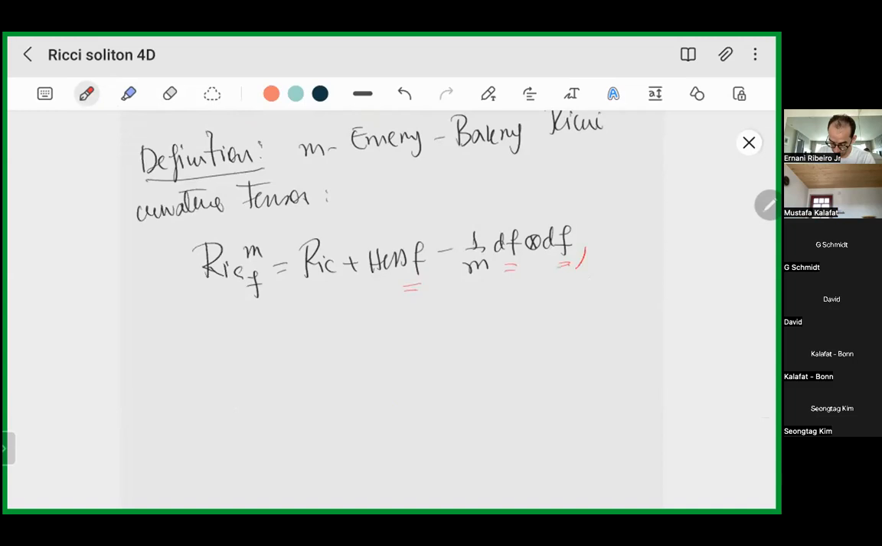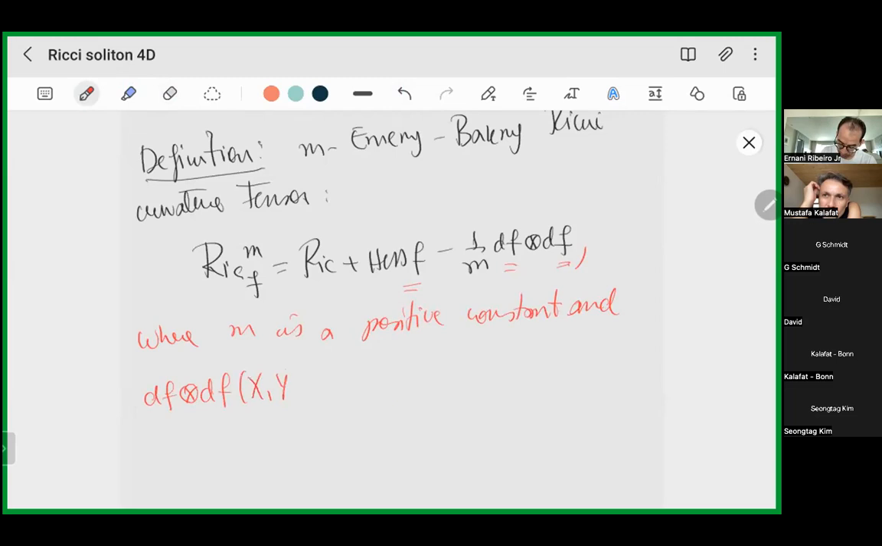Here, m is a positive number. Let me put a positive k, a positive constant. Let me also explain what this tensorial term is. When you apply it, for example, for x, y, this is the gradient of the potential function f in x and the gradient of f in y. This is, of course, symmetric. So this tensor is a natural generalization of the Ricci tensor.